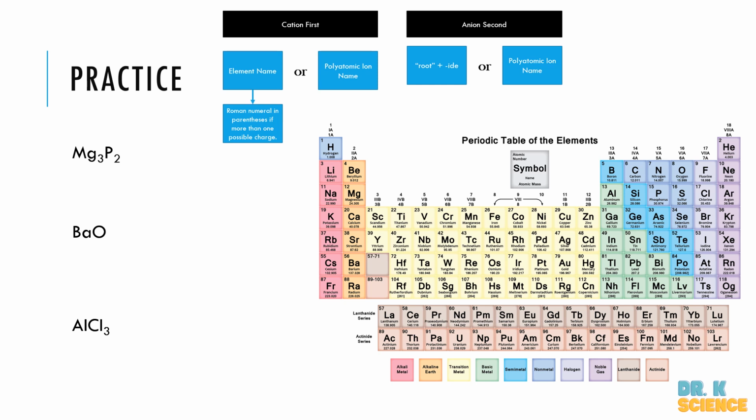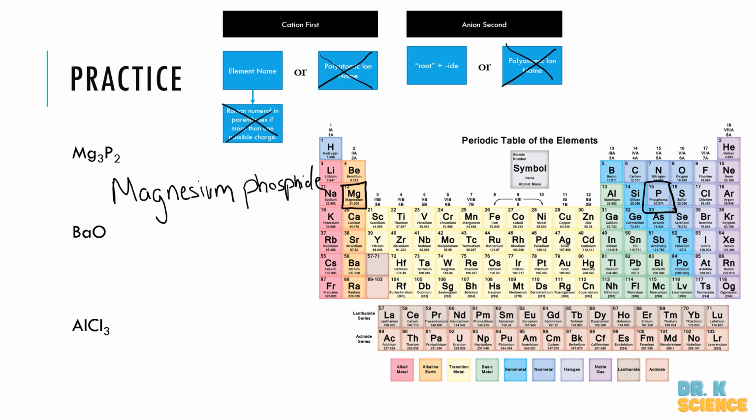Now in this case, we have Mg3P2. I'm going to cross out the rules we're ignoring again. Now Mg is right here in the periodic table. Mg is magnesium. All I need to do is write magnesium. Now P, that's going to be phosphorus. Now that's a tricky one. Phosphorus is going to become phosphide. I might have to write tiny to fit it in. There we go, phosphide.